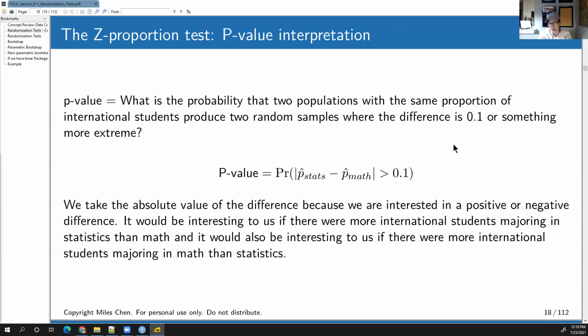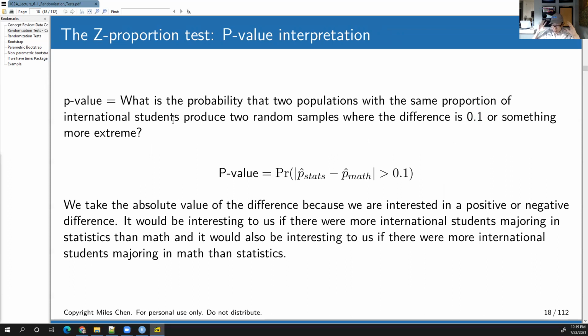I don't know if I'm doing this too quickly, but hopefully this is a little bit of review, maybe from your intro stats days. Okay, maybe. And so our p-value is, what's the probability that two populations with the same proportion of international students, right? So if the null hypothesis were true, the two populations have the same proportion.